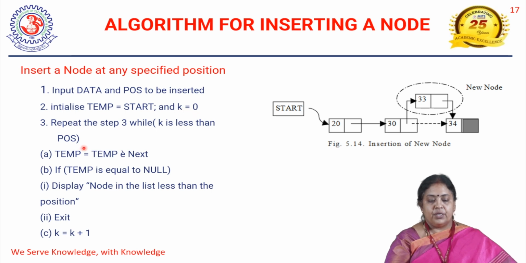Then repeat step 3 while k is less than POS, that is the position. If the position is equal to 2, then you have to traverse two elements, right? To insert at the second position, you have to traverse two elements. For that purpose only, we take k. Then temp equal to temp of, you have to move the start.